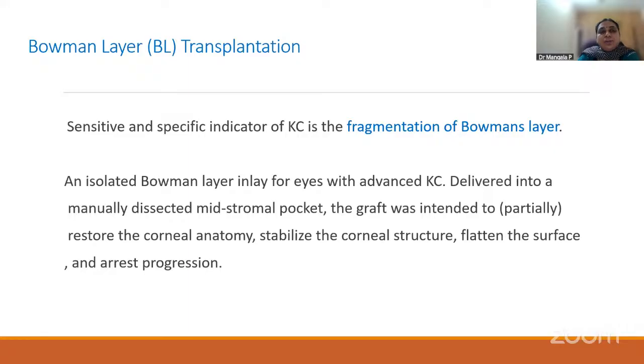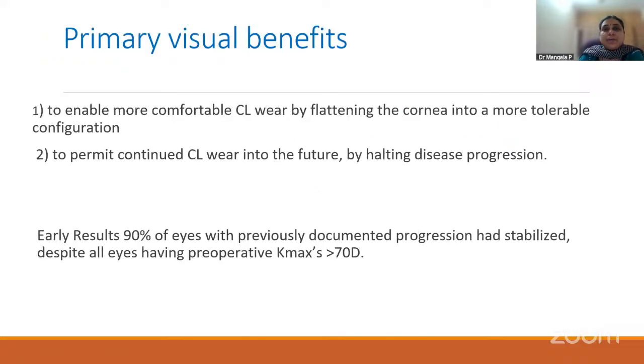And now in the new armamentarium, we have Bowman layer transplantation. One of the sensitive and specific indicators of keratoconus is the fragmentation of Bowman's layer. So here we can prepare an isolated Bowman's layer inlay for eyes with advanced keratoconus, and a tunnel is made, and this Bowman's layer is manually dissected and delivered into the mid-stromal pocket. This is also intended to restore the corneal anatomy, stabilize the corneal structure, flatten the central surface, and arrest the progression. The primary visual benefits will be to enable more comfortable contact lens wear by flattening the cornea, and also to continue contact lens wear in the future by halting the disease progression.